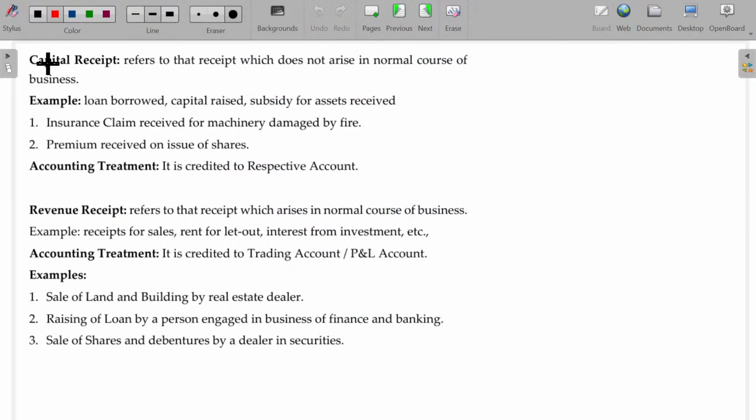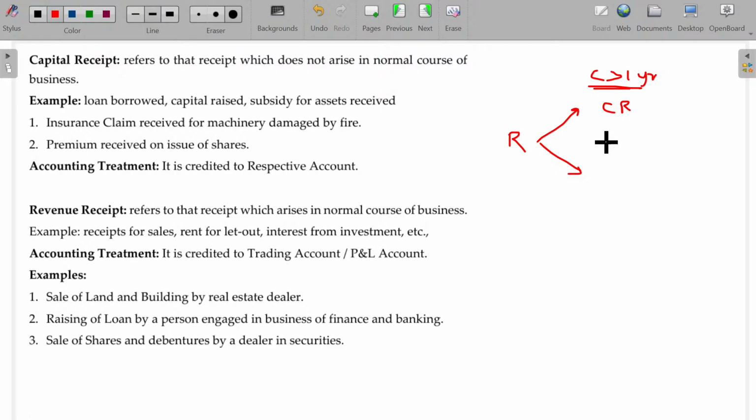Now, simply we'll go for the receipts. In case of receipts, receipts will also be classifiable in two parts. Any receipts, for that you have to answer. In payment you get the benefit for more than 1 year. In case of receipts, you have to work for more than 1 year, means you are committed for more than 1 year. Then it is called capital receipt.